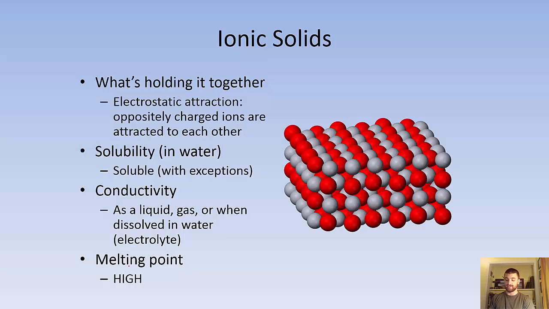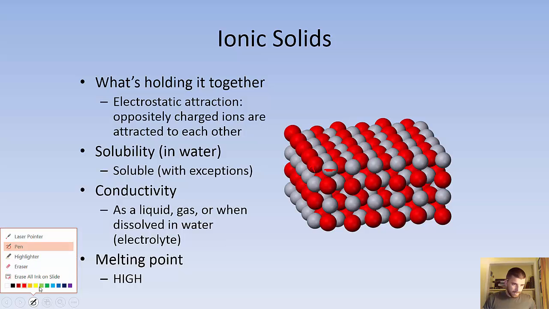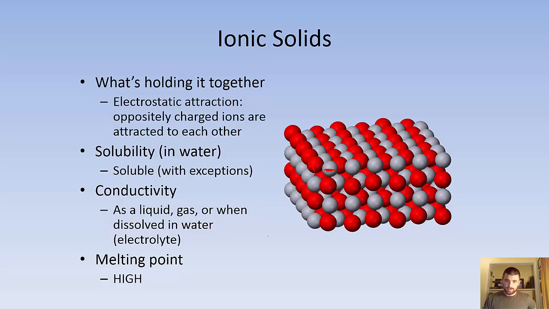We also have ionic solids. So the first question is, well, what's holding it together? Well, a friendly reminder that ionic solids have ions. So for example, the red spheres might be positive. I should choose a different ink color. I'm totally going to do that. Green. So these spheres are representing different ions. So we got positive ions and negative ions.